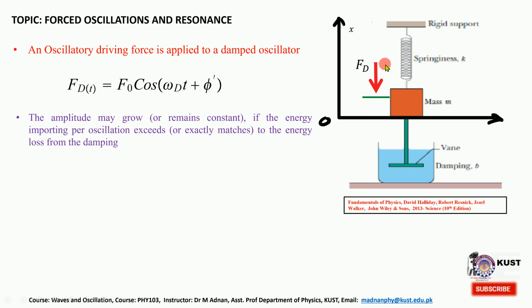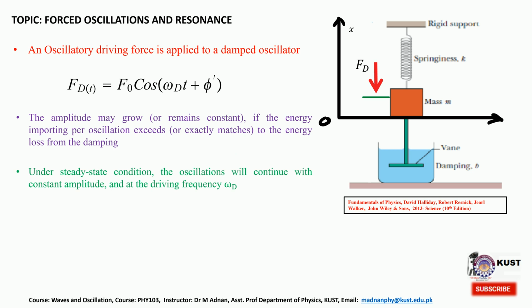That is, if the energy which this oscillator receives with the help of this force is greater than the energy lost from this oscillator through the damping mechanism, then the oscillator amplitude will increase. Similarly, if the energy received by this oscillator from the force is equal to the energy lost by this oscillator through the damping mechanism, then the oscillator will oscillate with constant amplitude, and that will be the steady state solution. So under the steady state condition, the energy supplied by this force is equal to the energy lost by the damping mechanism.